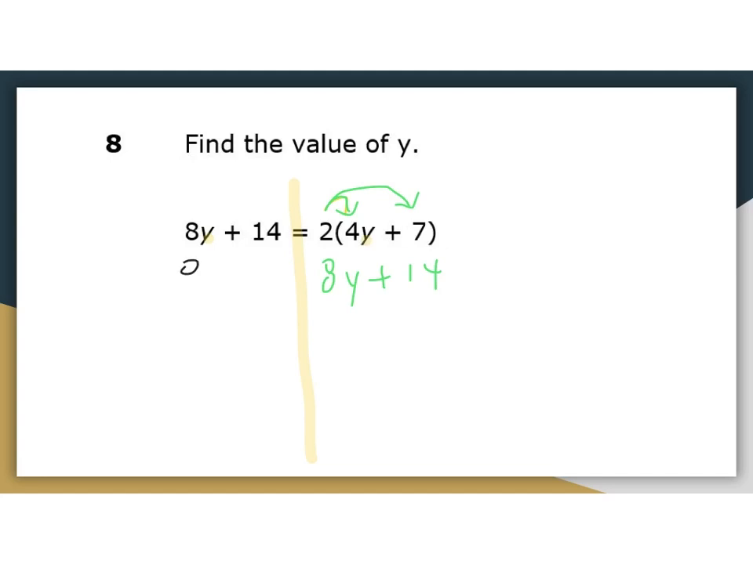Everything on the left is going to come back down. Now, if you take a moment and you read what you have here, we have 8y plus 14 equals 8y plus 14. Whenever you have something equal itself, or this right here, we're looking at an identity.